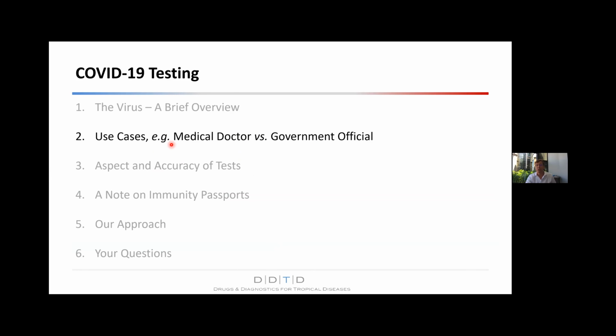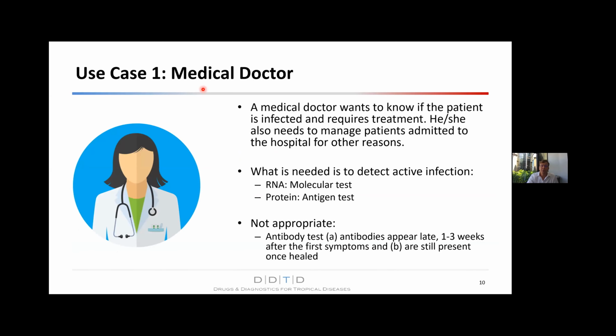So what are the potential use cases for these different types of tests? The first one is the one of a medical doctor. So a medical doctor wants to know if his or her patient is infected and requires treatment. That's an obvious use case. But perhaps even more importantly, because right now a lot of the patients are just sent home if they're not severely sick.